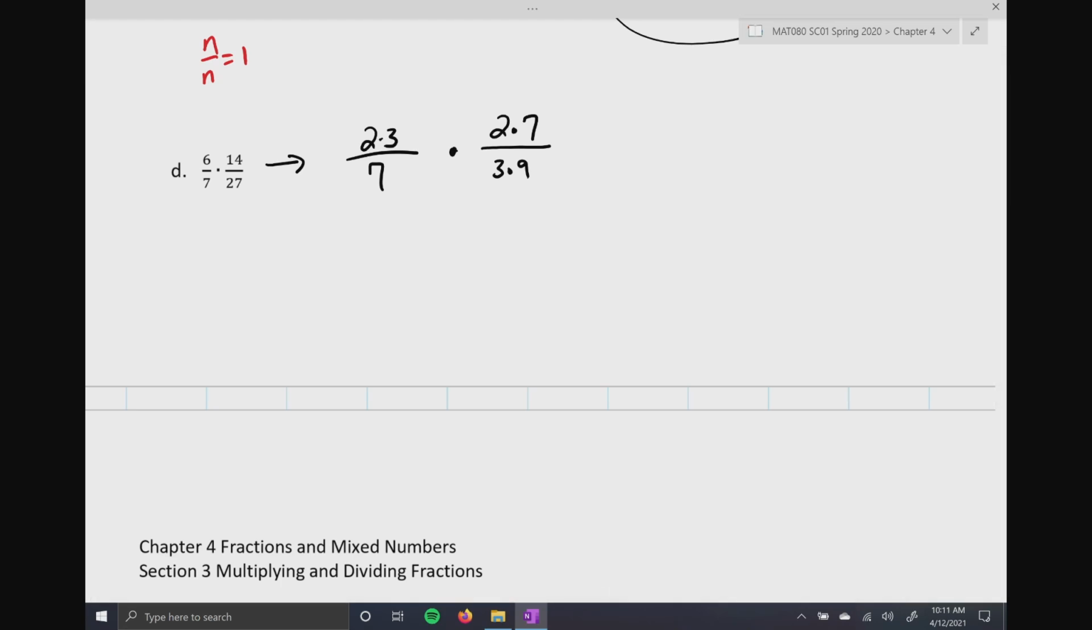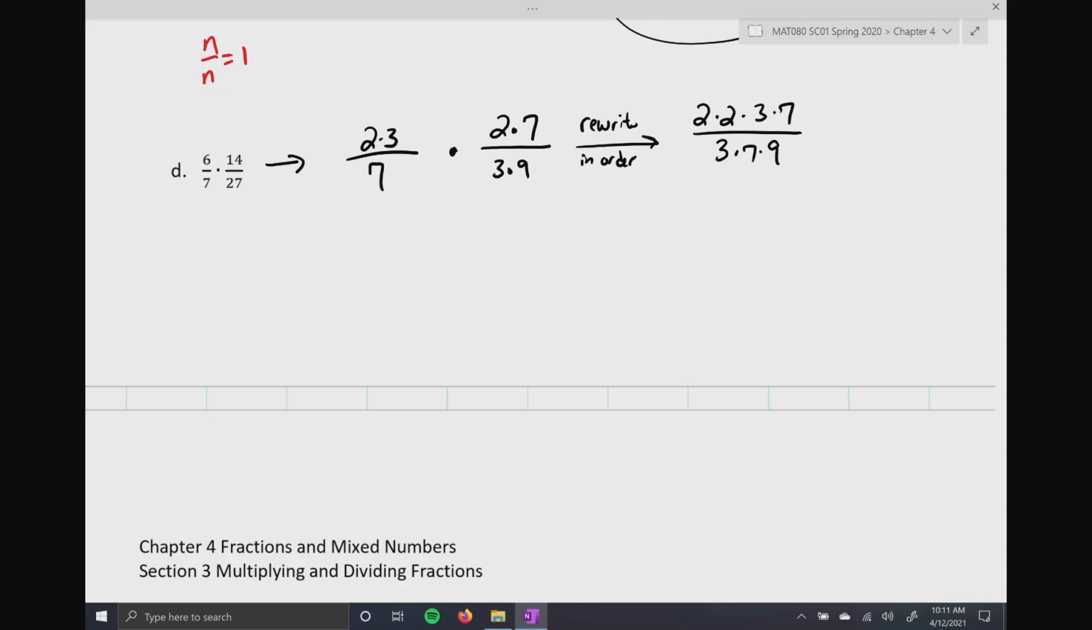Okay? Now I'm going to rewrite in order. And I do that so it's easier for me to see things. So I get 2 times 2 times 3 times 7 all over 3 times 7 times 9. Okay?